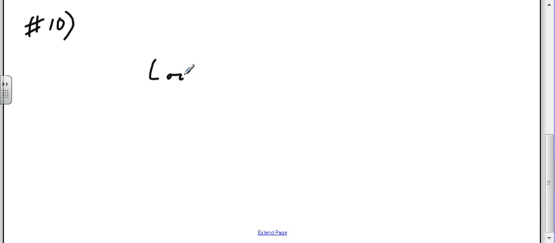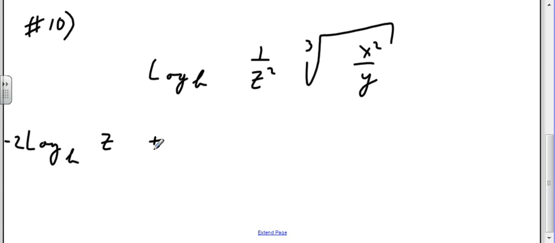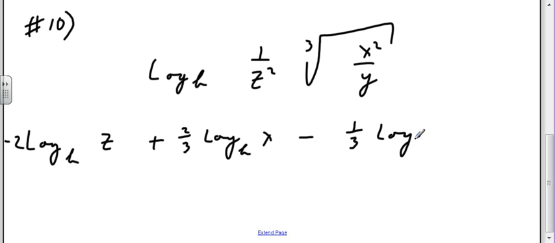Log base b of 1 over z squared, cube root of x squared over y. All right, so I'm going to have 2 log base b of x, minus 2 log base b of z, plus 2 over 3 log base b of x, minus 1/3 log base b of y. And then I'd rewrite it and put the negative sign at the end and put the positive one first, but I won't bother today. Okay, number 13.